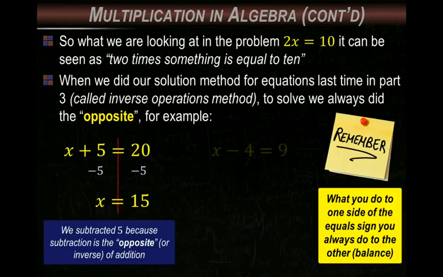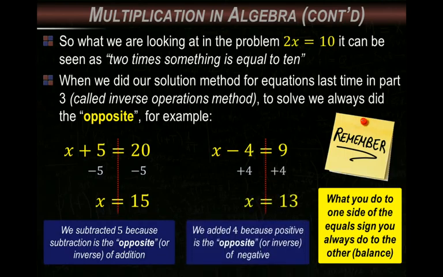Then let's try another problem. What if I see this? X minus 4 equals 9. Well, I'm going to get rid of this minus 4 by doing the opposite. I'm going to add 4. But what I do to one side, I do to the other. So I add 4 to this side, and I add 4 to this side. Keeps balance. X now equals 13. 9 plus 4 is 13. And I've solved it. Well, that's what you guys did in the last worksheet.